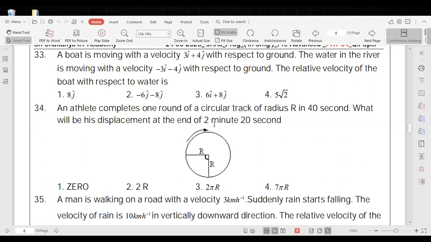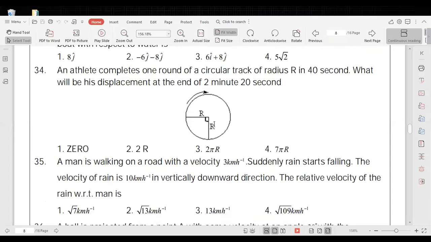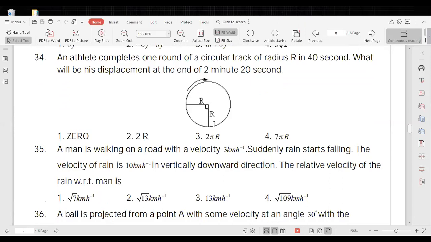Okay. Next you see which problem you need. 34, 35. 34 and 35 you need. Okay. So totally the whole paper you make me do here.